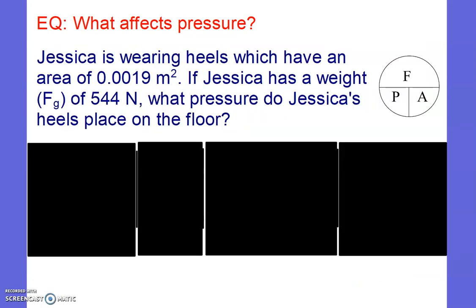Let's go through a problem here. It says in this problem that Jessica is wearing some heels which have an area of 0.0019 square meters. If Jessica has a weight, which is her force, of 544 newtons, what pressure do Jessica's heels place on the floor? So again, what I want you to do is pause the video, answer the question, and then once you're ready, unpause the video and see how well you did.